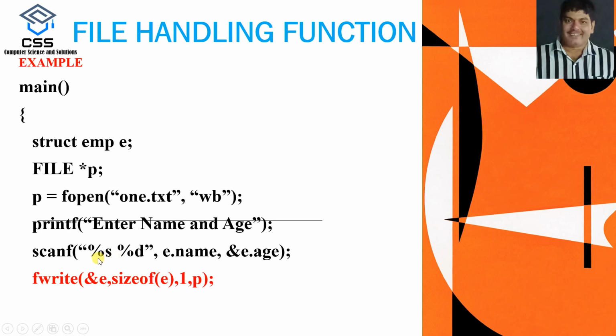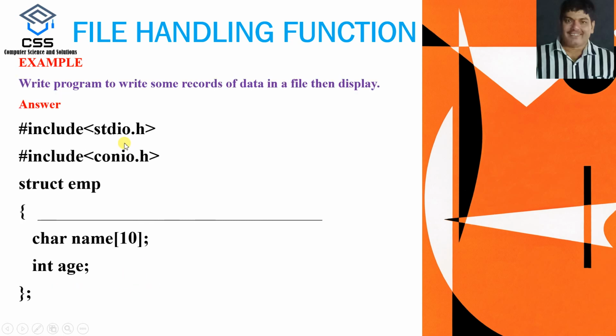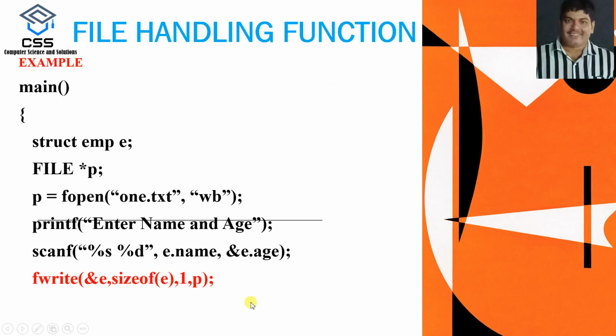Now we start entering the values from the keyboard first. For the string, the format string is %s. For integer, the format string is %ld. The structure variable is e and its members are name and age. How do you write it? e.name and e.age. Whatever value you enter, we want to write into the file. Then fwrite: address of e, meaning the structure variable, size of e, meaning how much space it consumes, 1 means one record, p means the file pointer, meaning 1.txt will be created, and the data you enter will be written there.